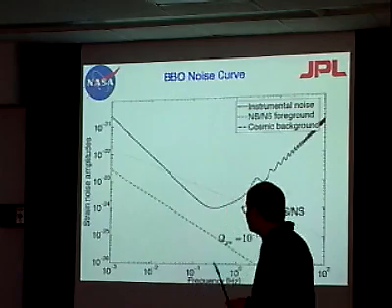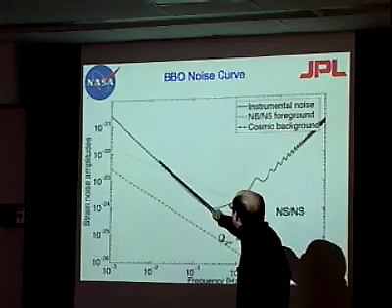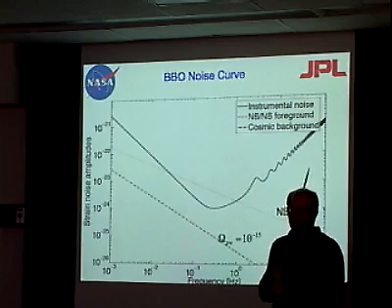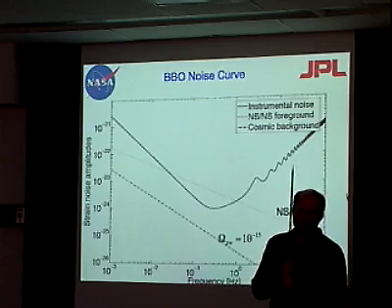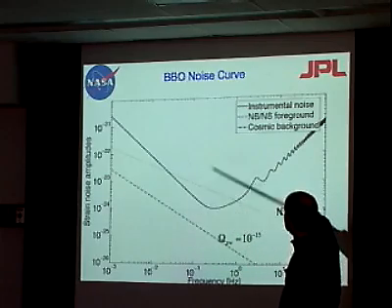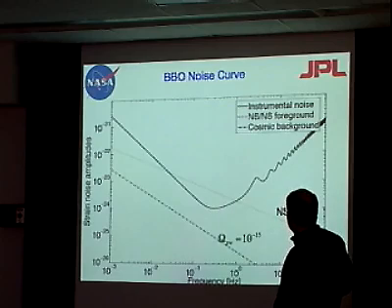So that's illustrated in this picture. This is the BBO noise curve. It's almost 3 orders of magnitude lower in strain than the LISA noise curve. LISA is around 10 to the minus 21, a little bit. This is a little below. This is a little above 10 to the minus 24.